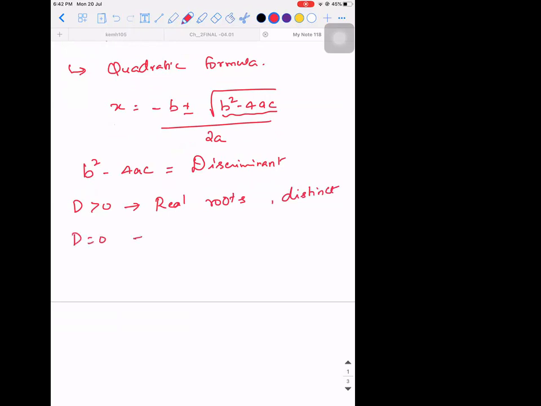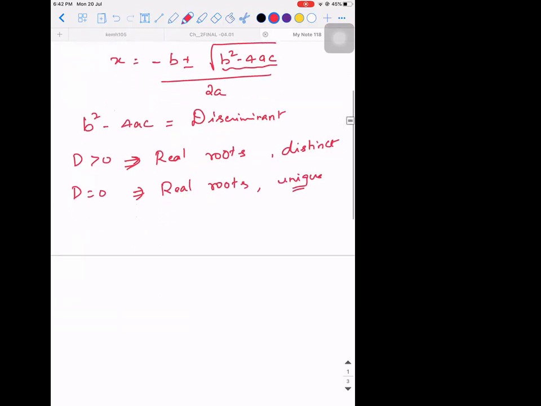If D is equal to 0, it implies you still have real roots, but they will be equal. You will have the same value. You can say equal also. If D is less than 0, what will happen? Imaginary roots.